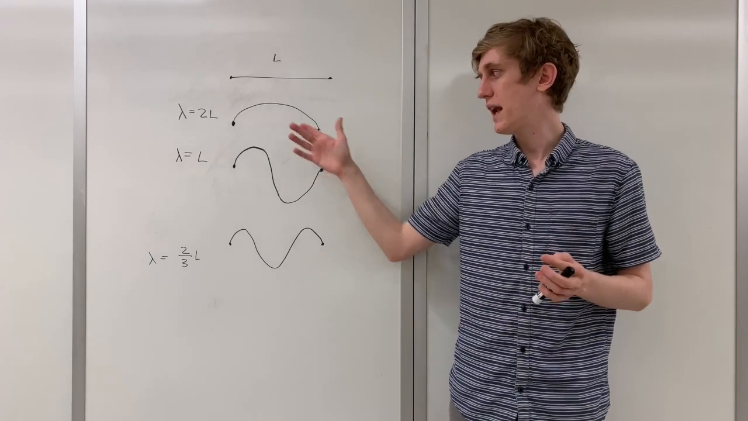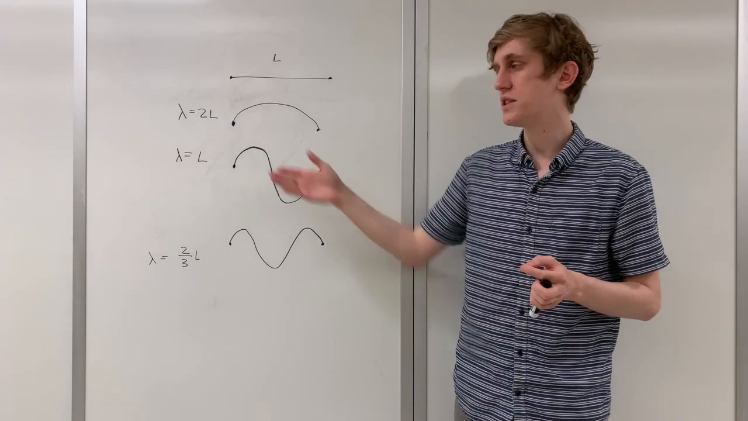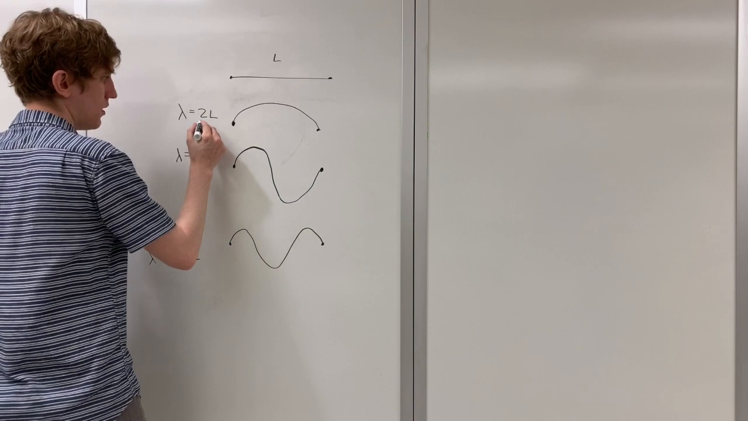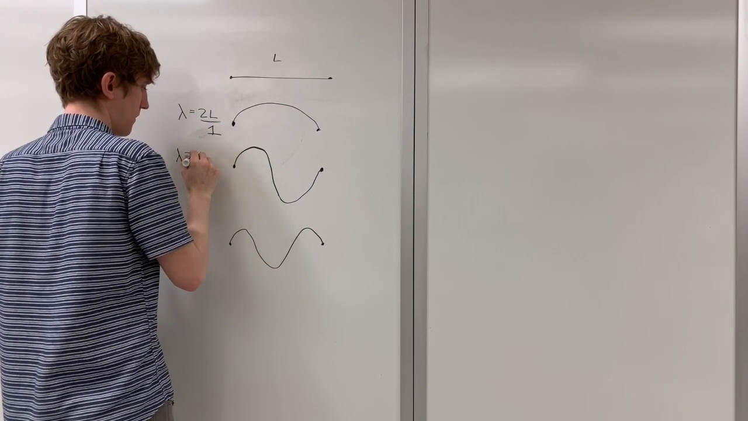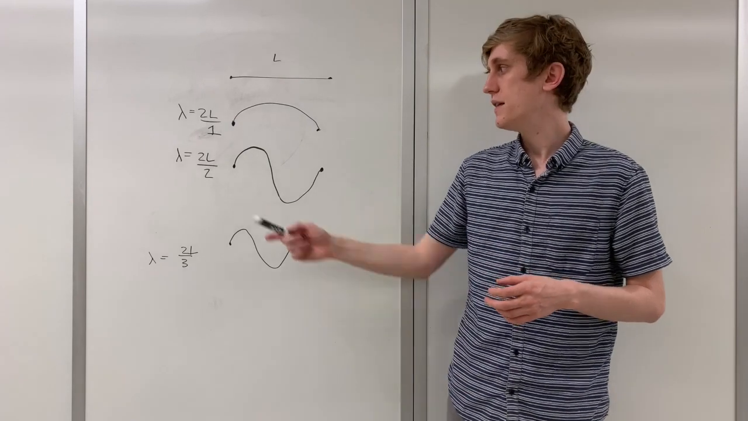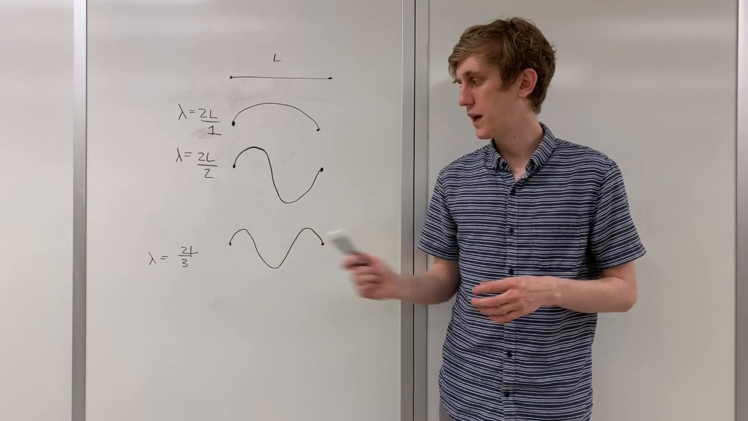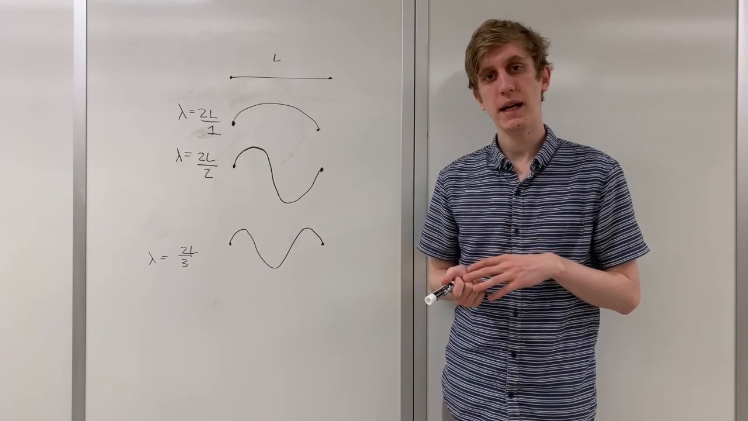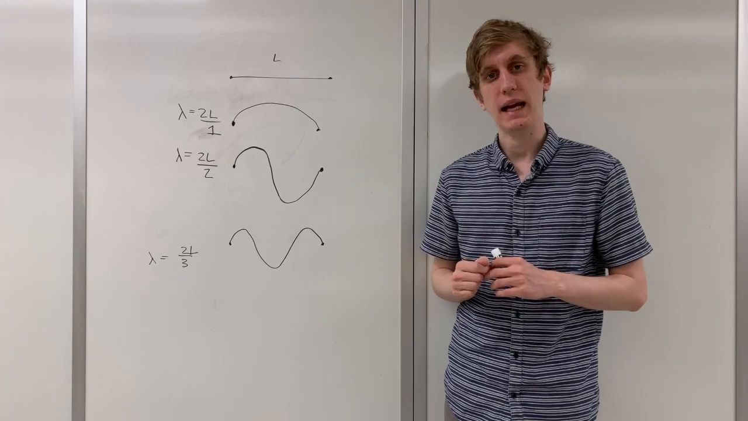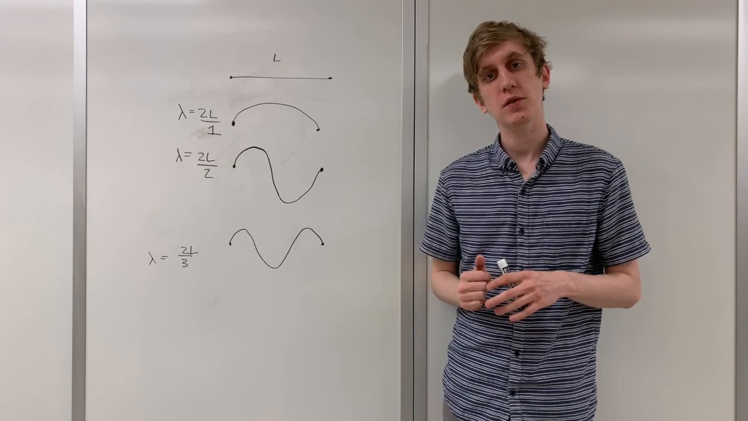Now you may be looking at this and not seeing a pattern. That's fine. I'm going to rewrite these numbers slightly to help us see that pattern. So this wave has wavelength 2L divided by 1. This wave has wavelength 2L divided by 2. And this wave has wavelength 2L divided by 3. Can you guess what the wavelength of the next wave would be? If you said 2L divided by 4, you're absolutely right.